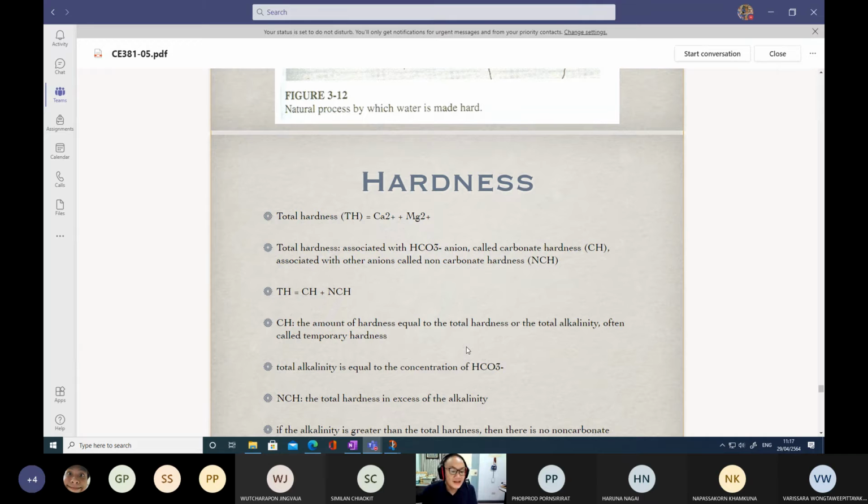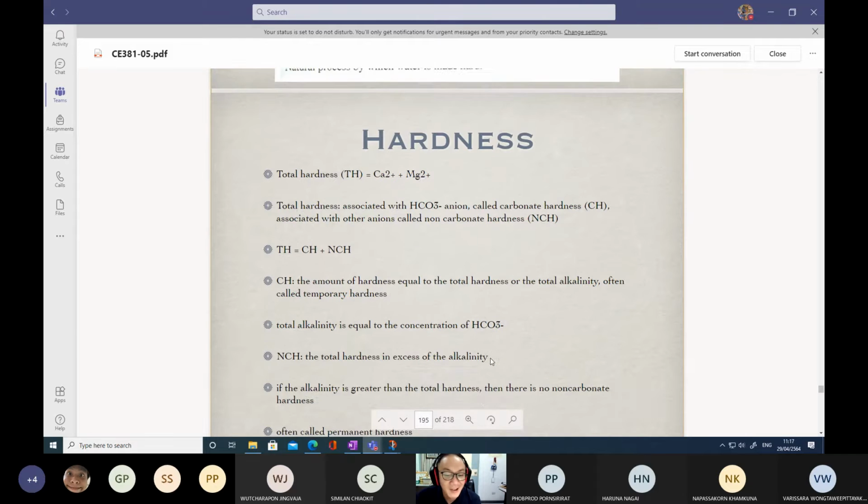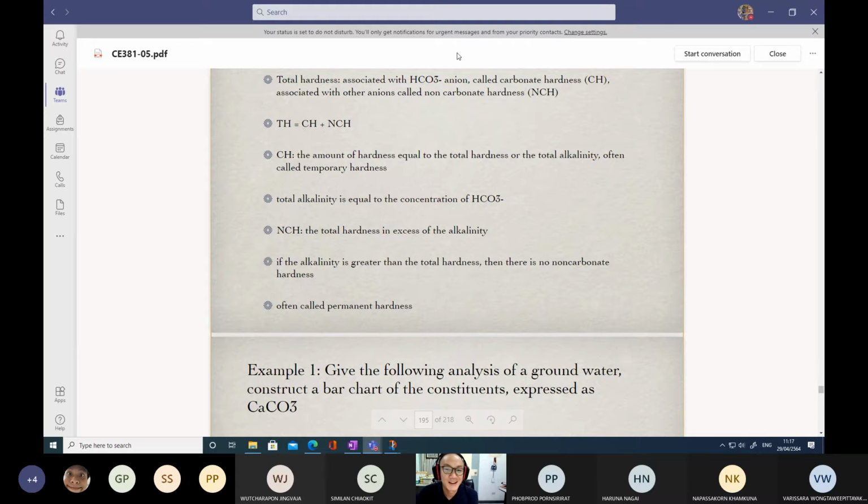Non-carbonate hardness is also the hardness, but it's basically the hardness associated with some other anion, not the bicarbonate anion.